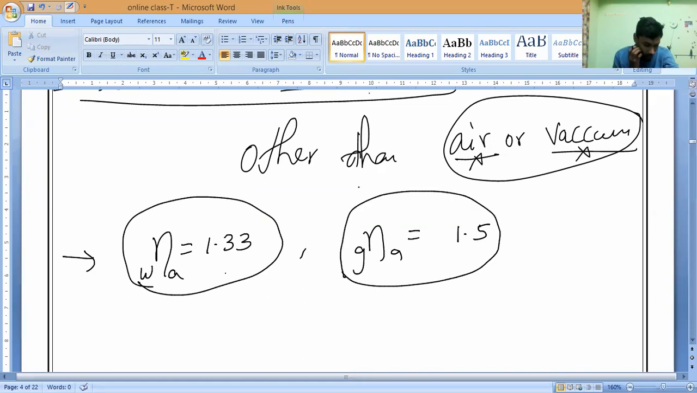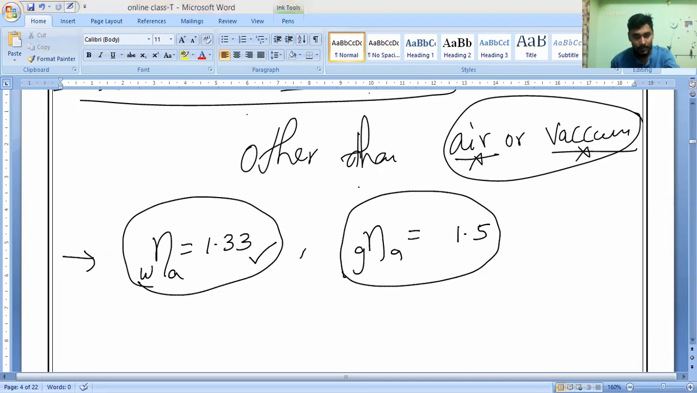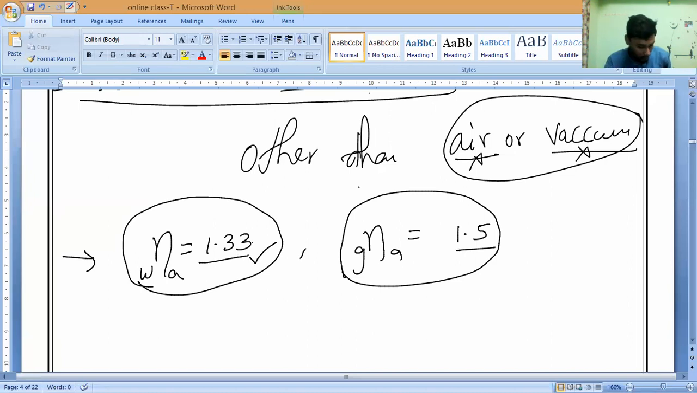I am giving you refractive index of water is 1.33. What is that, absolute or relative? That is my question. I am simply saying the refractive index of water is 1.33, so it is absolute refractive index. If I'm saying refractive index of glass is 1.5, these two values I have given you in a question. Any doubt?